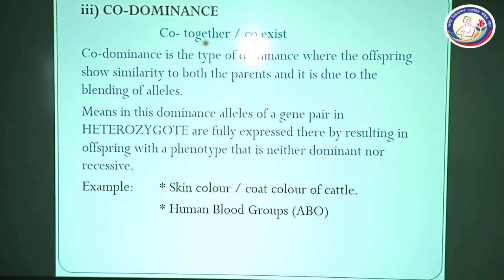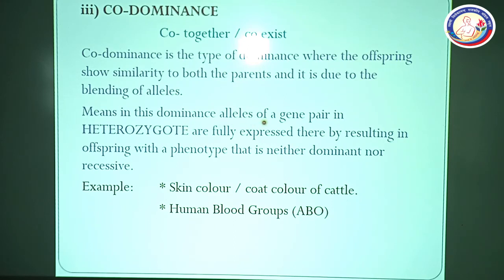Now we will start codominance. Codominance means co means together or coexist. Codominance is the type of dominance where the offspring shows similarity to both the parents, and it is due to the blending of alleles. You can see in codominance there will be the blending of alleles. Both the alleles will express themselves.